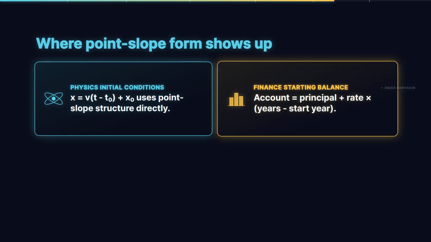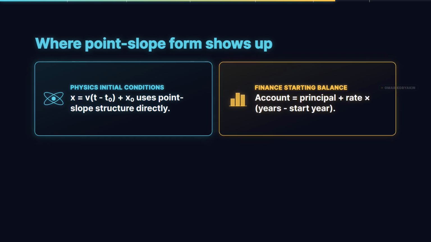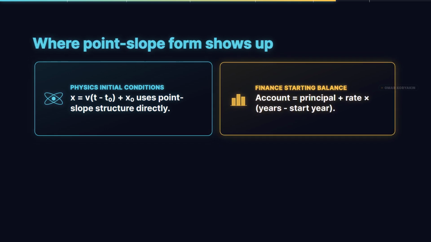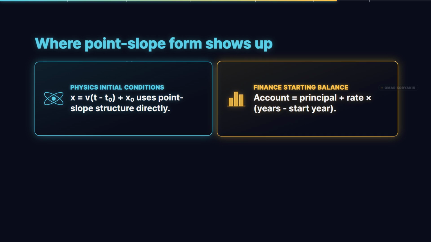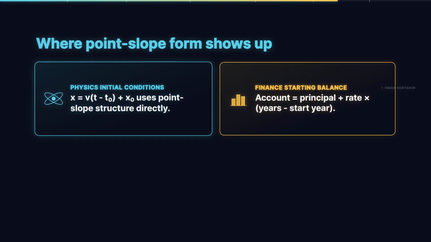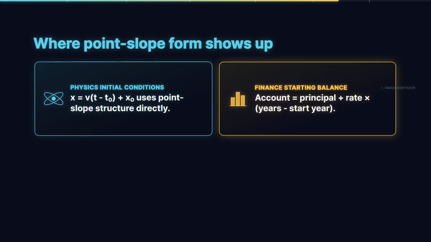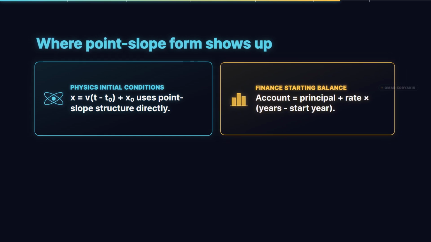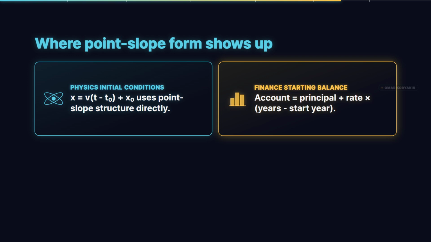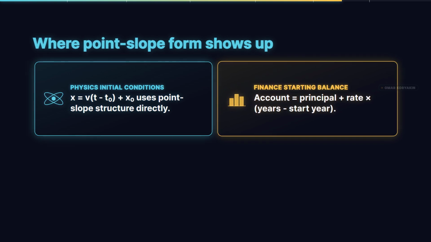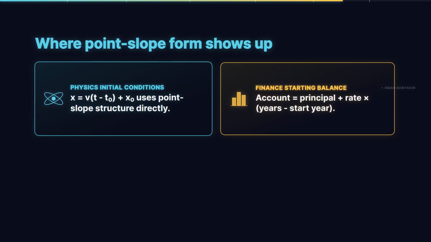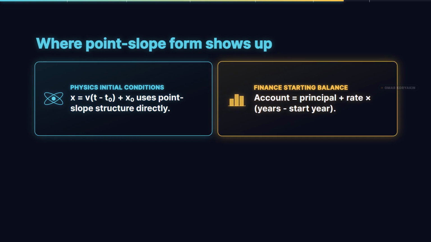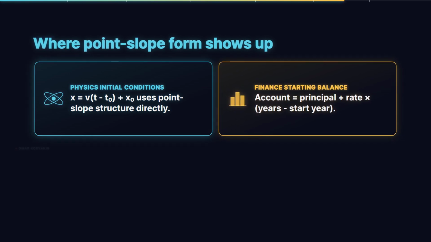In personal finance and accounting, the balance of an account growing at a fixed rate from a known principal is often expressed as principal plus rate times the quantity current year minus start year. The structure is point-slope with the anchor being the starting balance at the start year. Banks, accountants, and investment analysts use this form continuously when projecting forward from a known point in time.